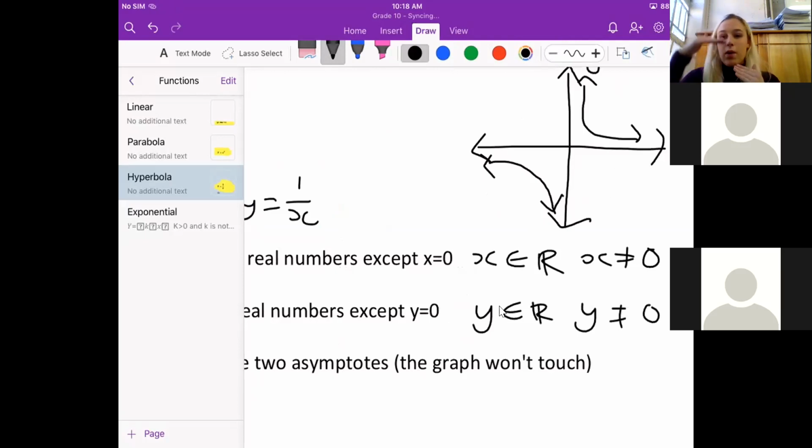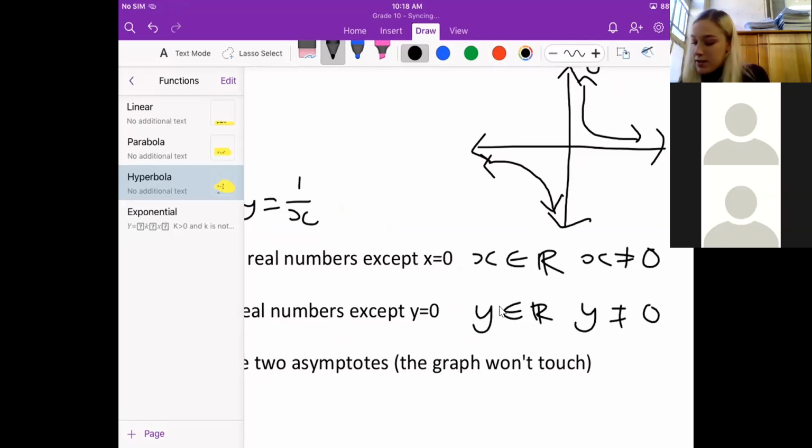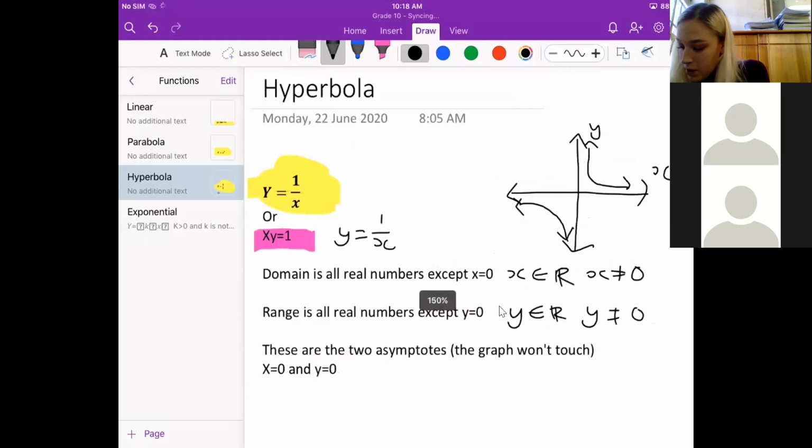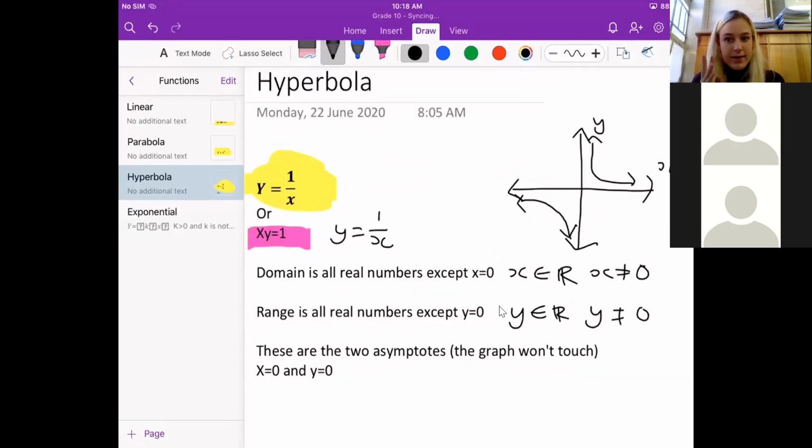Because as we move along our y's, we can see that there are y values, and as we get towards 0, nothing, and then it starts again. So we call these lines that our function won't touch our asymptotes, which are very important. The graph won't touch them. And in our hyperbola, in this form, our asymptotes are at x equals 0 and at y equals 0. Wherever the graph won't touch a line, that's called an asymptote.